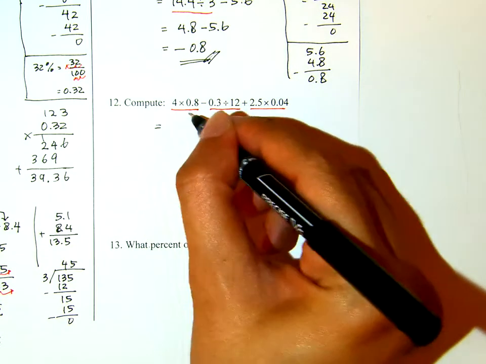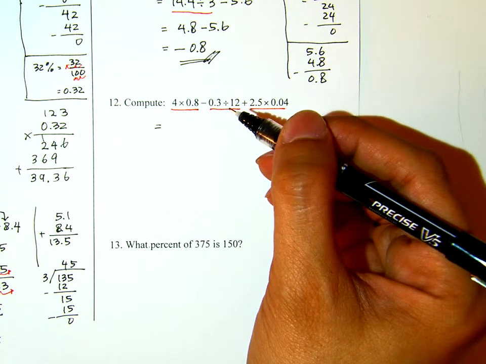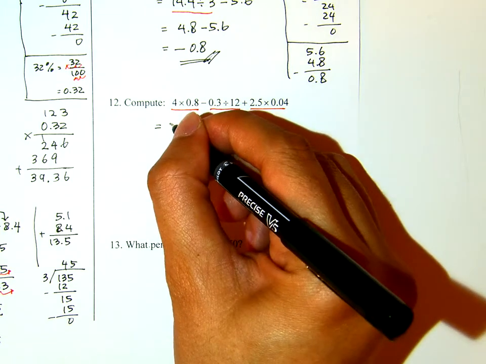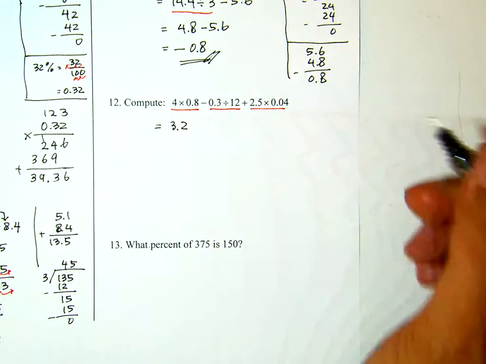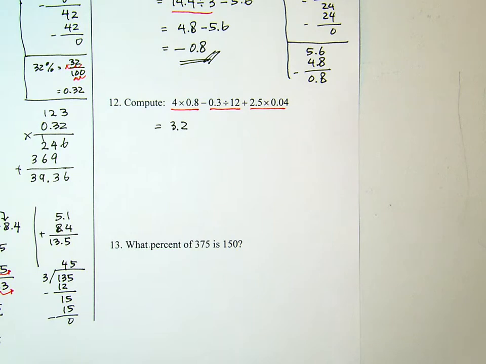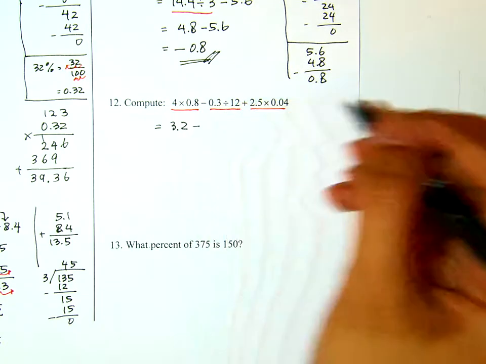Now 4 times 0.8, how should that be done? 4 times 8 is 32 with 1 decimal place. Okay, you don't need to pancake that though, even though you can if you want to, but if you remember how we do the multiplication, you multiply the numbers first, you disregard the decimal point at the beginning, and then after that you see how many decimal places needed. Okay, and then minus what is 0.3 divided by 12.